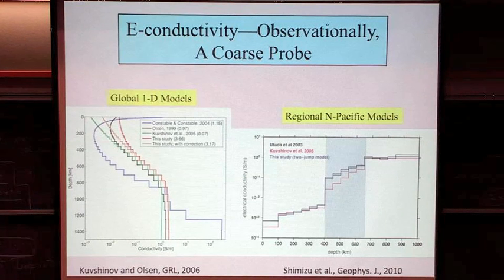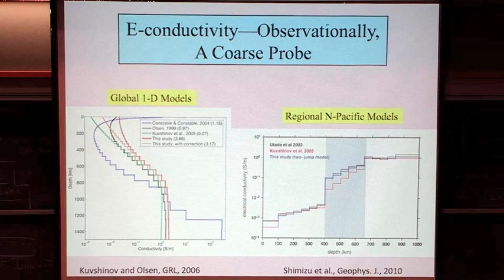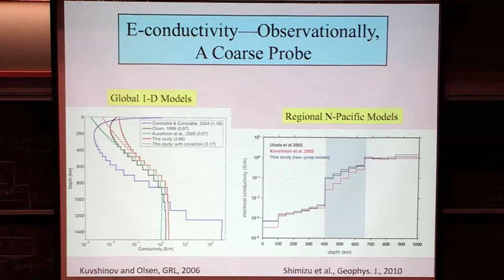If you do look at regional North Pacific models, these are sort of the three prominent ones at the moment. And they do have some indication of a substantial jump at around 400 kilometers depth. 670, maybe not. There's something there. Hard to say. So this is actually a really, really pretty gross probe. I don't mean gross. Coarse. Gross is pejorative.